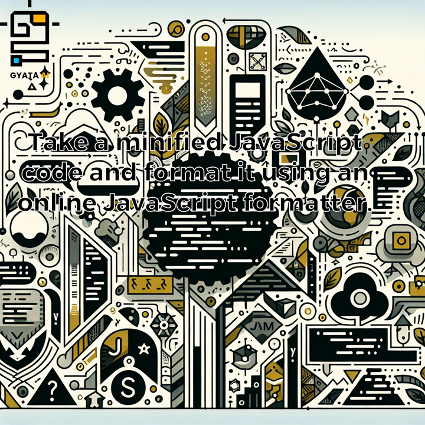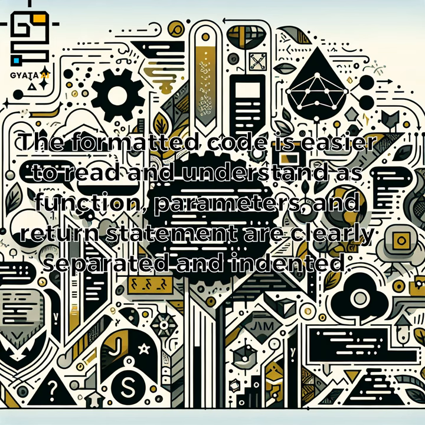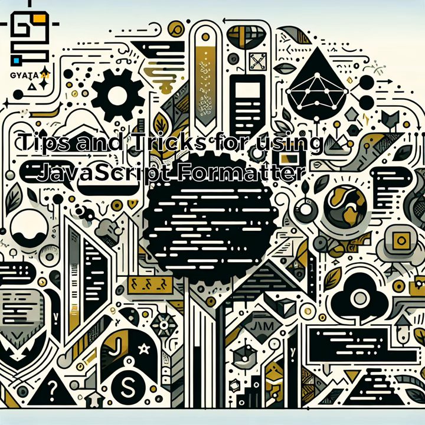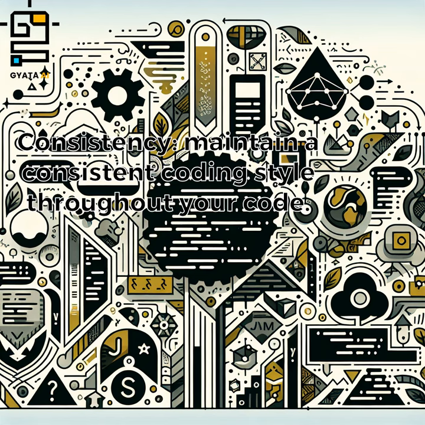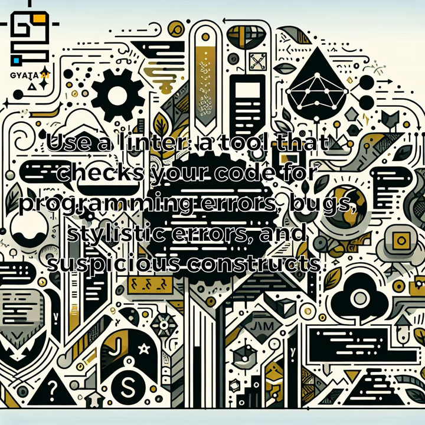Take a minified JavaScript code and format it using an online JavaScript formatter. The formatted code is easier to read and understand as function, parameters, and return statement are clearly separated and indented. Tips and tricks for using JavaScript formatter. Consistency. Maintain a consistent coding style throughout your code. Use a linter, a tool that checks your code for programming errors, bugs, stylistic errors, and suspicious constructs.